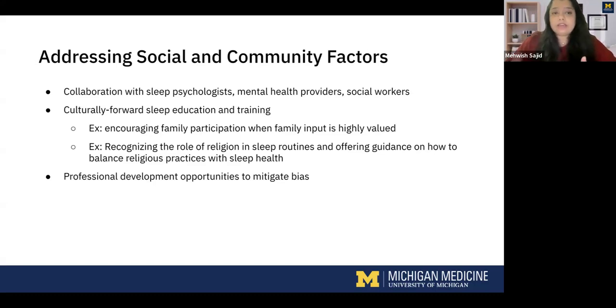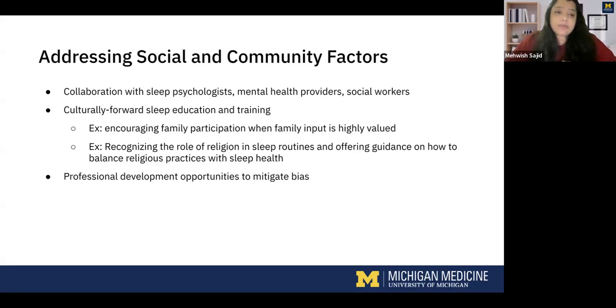And then culturally forward sleep education and training, and working to really have a mindset that looks at patients' cultural beliefs around sleep. And some examples might be, if a family is a really big part of a patient's sleep, or they're really influencing their sleep and their sleep habits, then family participation in education can be really valued. And then recognizing the role that religion might play on sleep routines can also help prioritize sleep practices that would promote good sleep, but also prioritize the religious practices that might be important for patients too.